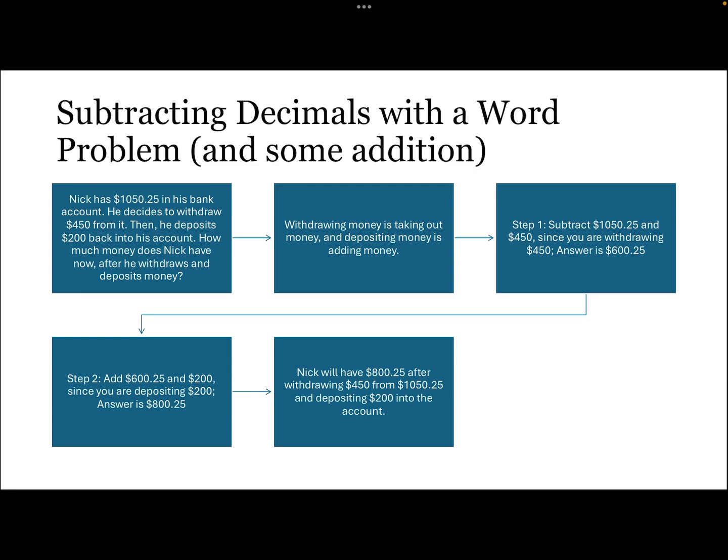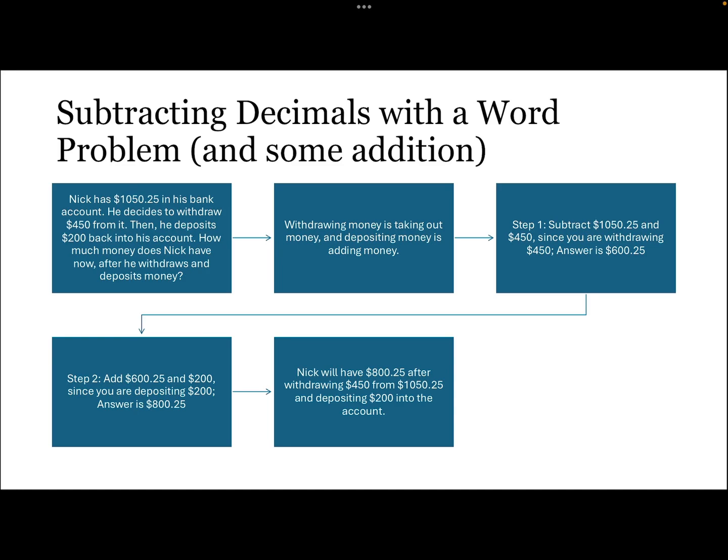Subtracting decimals with a word problem and some addition. Nick has $1,050.25 in his bank account. He decides to withdraw $450 from it. Then he deposits $200 back into his account. How much money does Nick have now after he withdraws and deposits money? Withdrawing money is taking out money, and depositing money is adding money.